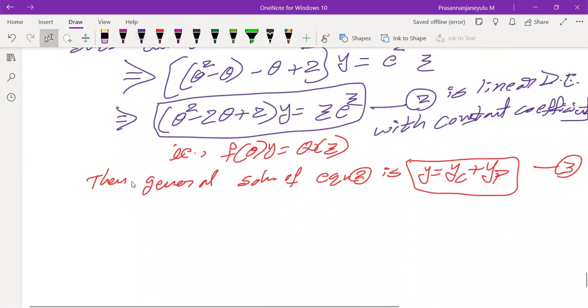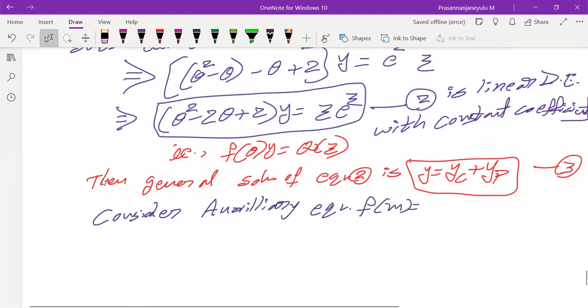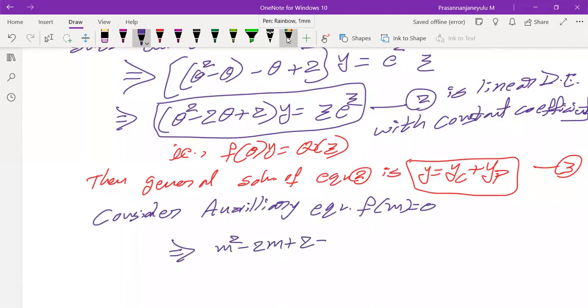Okay, so now finding yc. For finding yc, we need to consider the auxiliary equation f(m) equals 0. From f(θ), we have to get f(m): m² − 2m + 2 equals 0. Then we need to find the values of m.